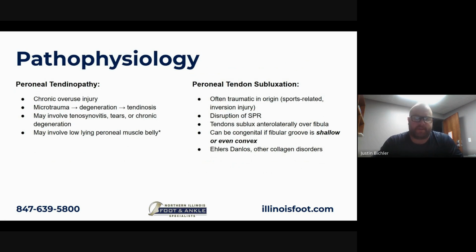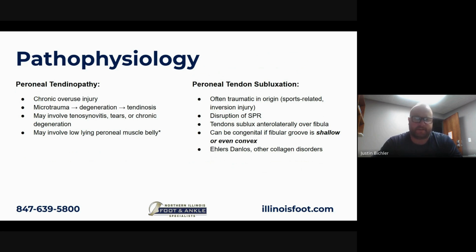Regarding peroneal tendinopathy, you guys probably see a lot of this. Overall, when we're talking about peroneal tendinopathy, we're talking about things like tenosynovitis, attenuation of the tendons, thickening of the tendons, tearing of the tendons. A lot of this can be from chronic overuse, chronic microtrauma, which can lead to degeneration and overall thickening over time of the tendons.